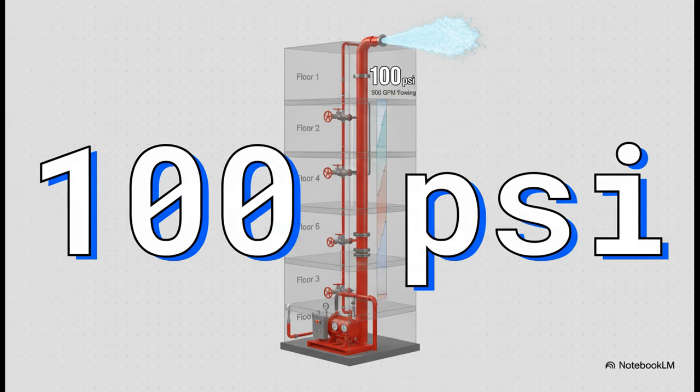And now for our second magic number, 100 PSI. This is every bit as critical as the flow rate. This is the minimum pressure you need at the outlet of that highest and most remote hose connection while that 500 GPM is flowing. This makes sure that firefighters have enough oomph to create an effective fire stream, even at the weakest point in the whole system.